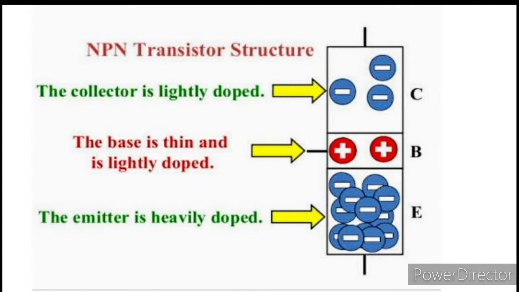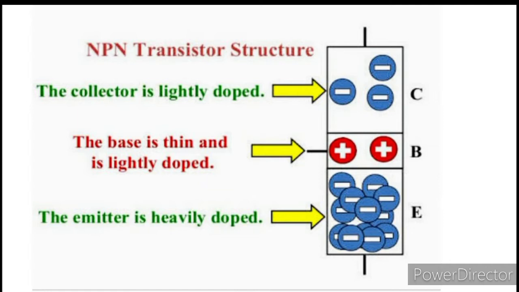In the NPN transistor structure, there are three layers: first an N type, then a P type, and then another N type. This means the first NP forms one diode and the second PN forms another diode. The doping concentration of the PN junction diode is shown in the figure on screen.